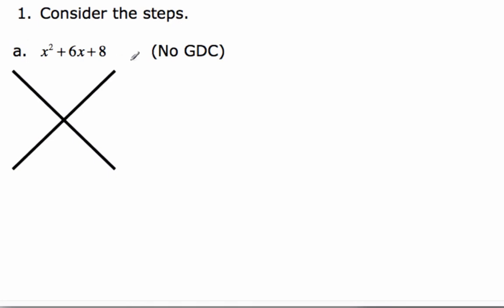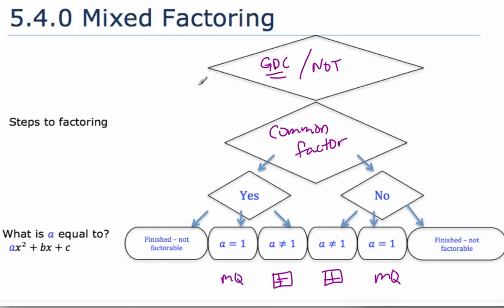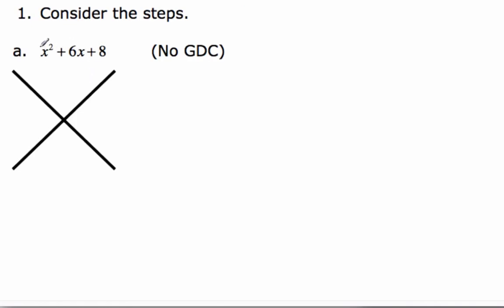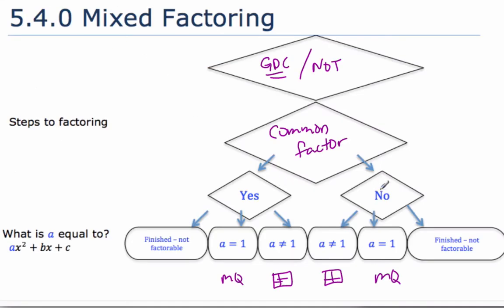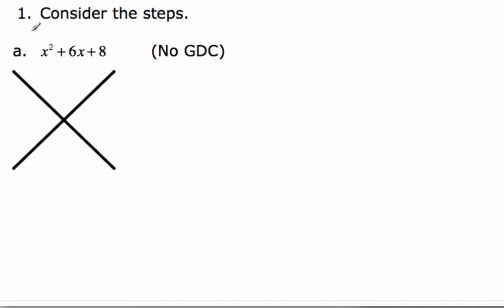First one here, I look, first of all, no calculator, can't use that. Second step I consider is common factor. Is there a common factor? No, there's no common factor. Next thing I think of is, is A 1 or not 1? Clearly A is 1. So what I do then is I do my magic question.